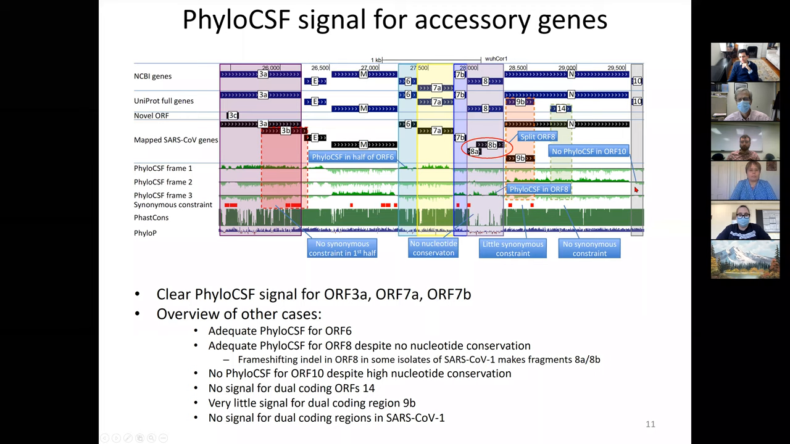If you look at ORF10, you see that it has outstanding nucleotide conservation, but at the protein level, it has zip, like basically no protein coding constraint, suggesting that ORF10 is not an ORF at all. It's not a functional protein coding gene. It happens to have no stop codons, but the constraint appears to be at some other level.